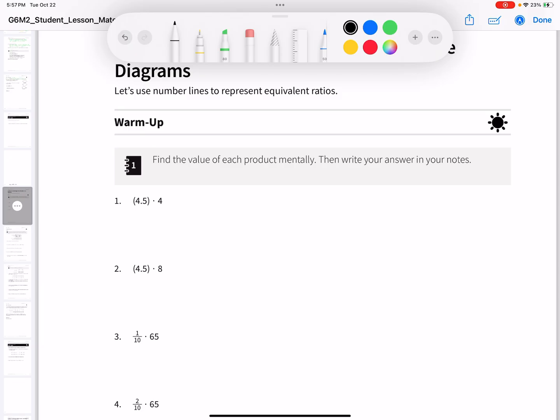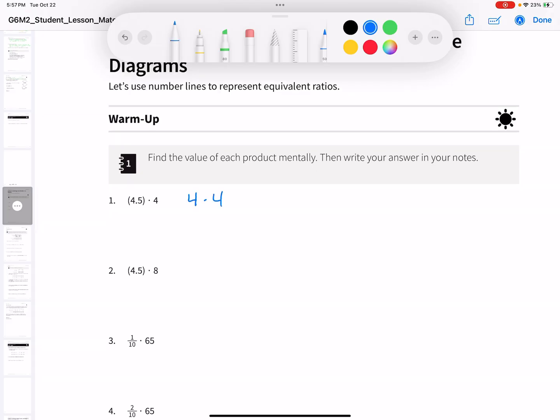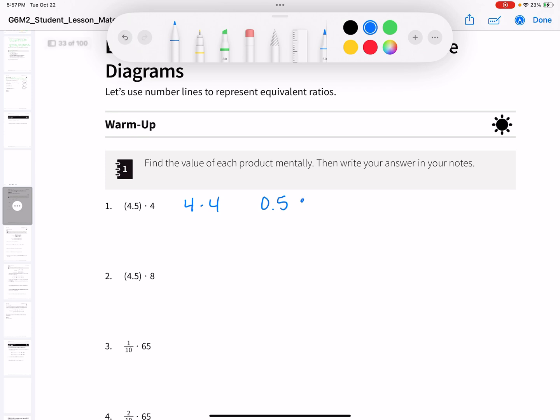So the first one is 4 5/10, or 4.5 times 4. I'm going to split this up, and I'm going to write this down so you can see mentally what I'm doing. I would do 4 times 4, and then 5/10 times 4. So 4 times 4 is 16, and then 5/10 times 4 is going to be half of 4, because it's a half times 4. We could also write it like this, so that would get us 4/2, right? And so we know that 4/2 is 2. So I would do 16 plus 2, which is 18.